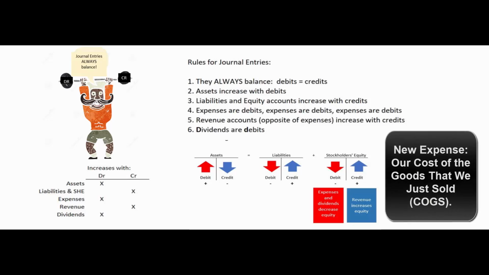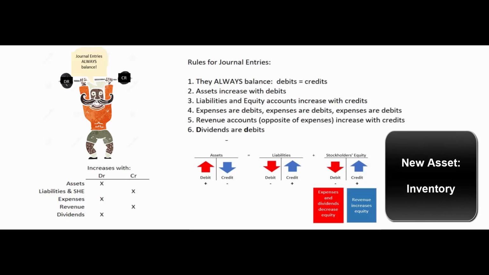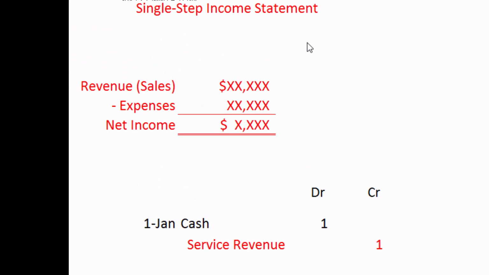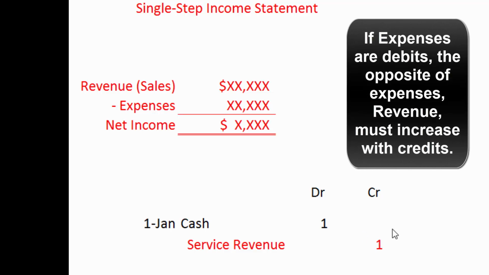What's going to change is we're going to have a new expense account called cost of goods sold, our cost of the goods that we just sold, and we're going to have a new asset account called inventory. So let's keep the numbers nice and simple. Before this, we had the single step income statement, our revenue minus our expenses to give us our net income. And the journal entry, whenever we provided service revenue, was to debit cash or accounts receivable and credit service revenue. Service revenue keeps track of our sales, whether we get paid today, tomorrow, or never.